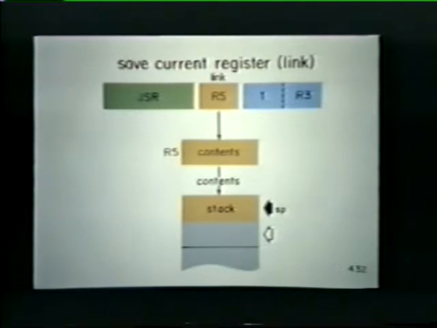Now, the JSR must save the contents of the register which has been selected as the link. The link field of the instruction specifies a register, in this case R5, to be used as a link. Therefore, the contents of R5 are pushed onto the hardware stack after the stack pointer is auto-decremented.